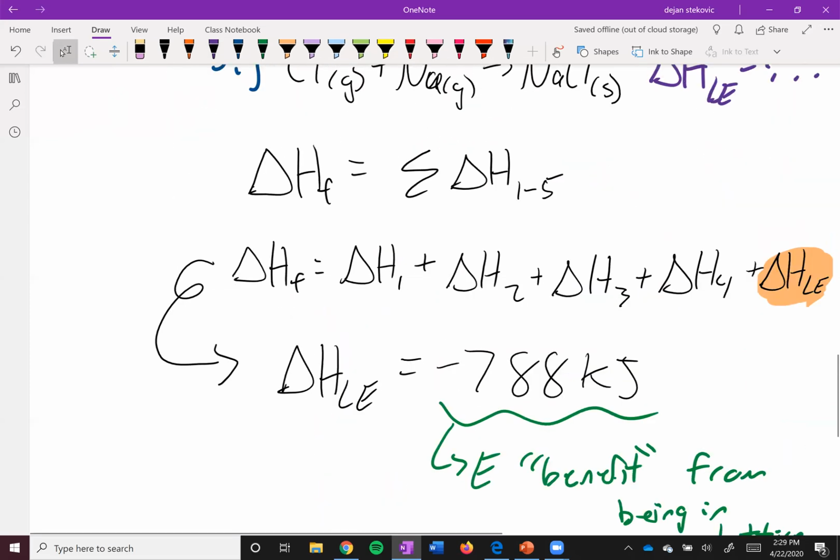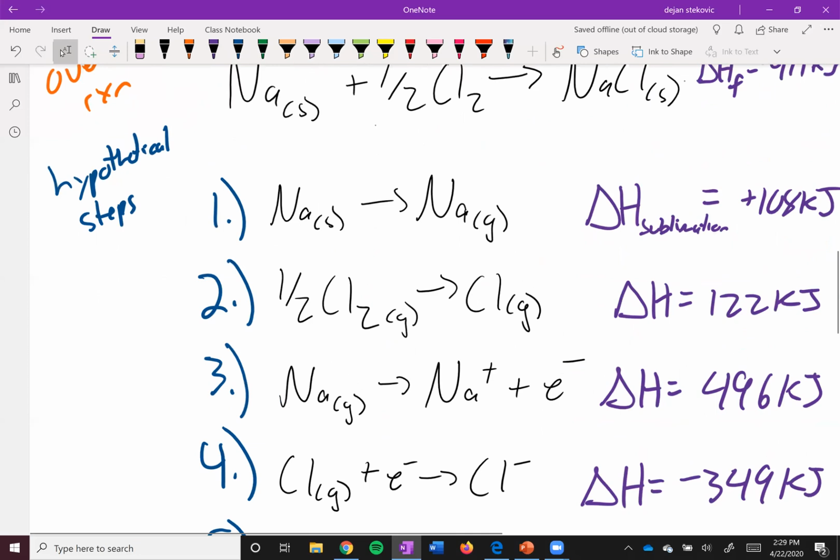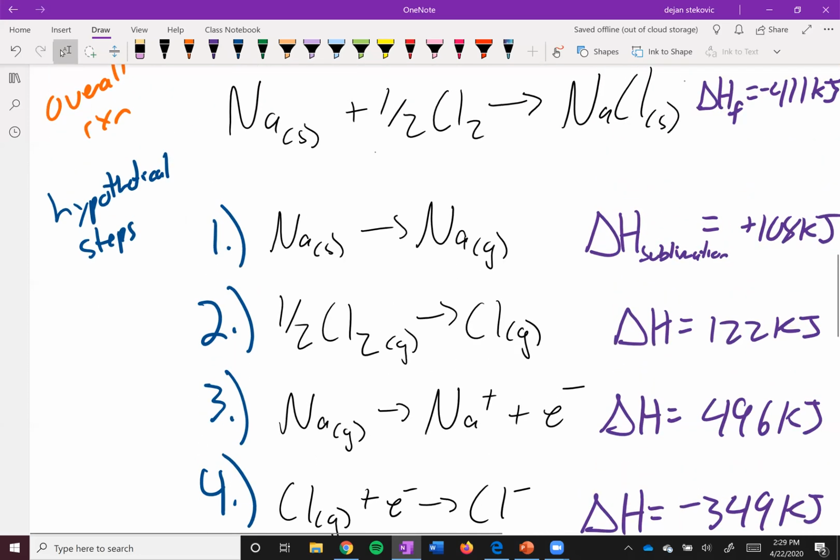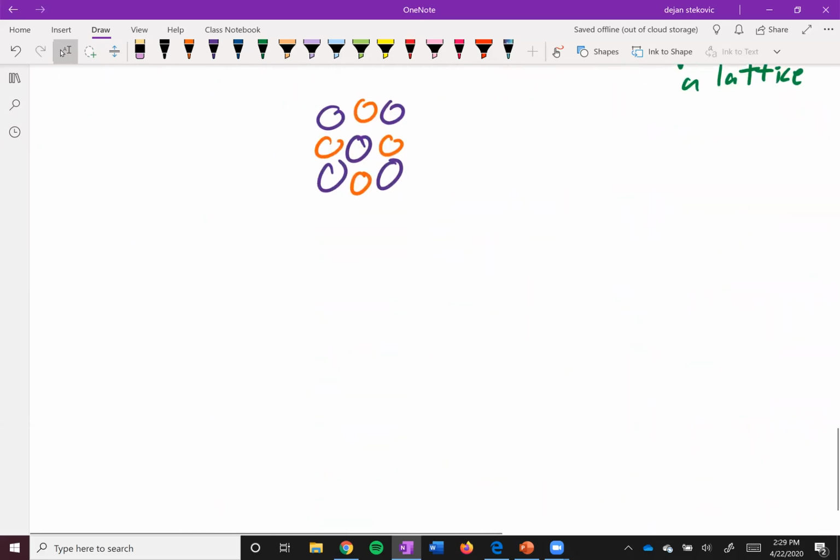So this is just a series of hypothetical steps to solve for this lattice energy. Check out your homework for some examples. You won't always be asked to solve for lattice energy. Sometimes you'll be asked to solve for other stuff.